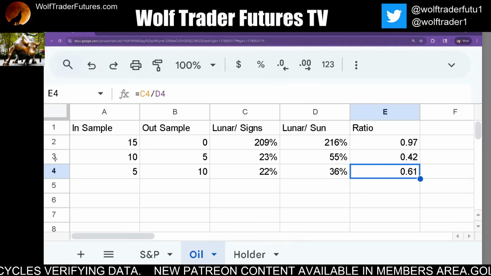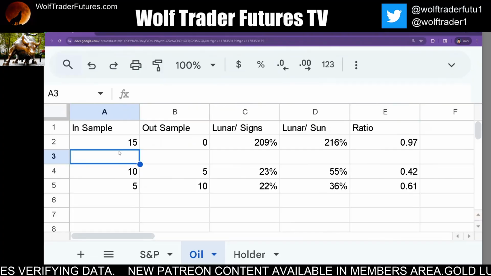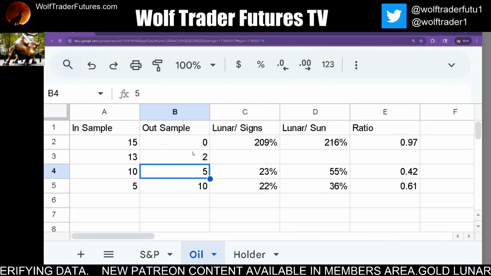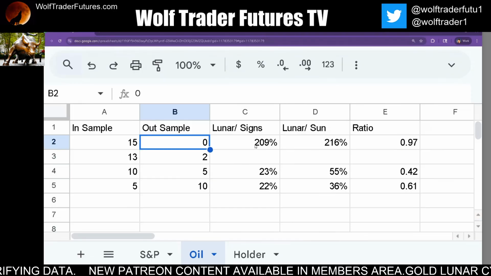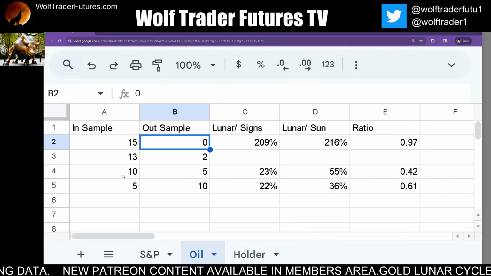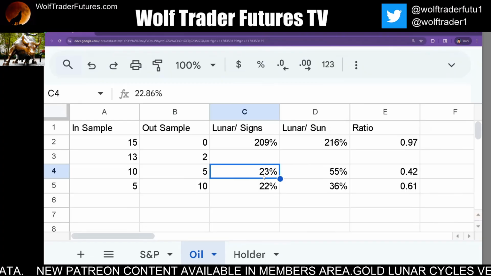But let's do one more test. Let's do 13 years and 2 years. I'm only going to let it go 2 years because this was a complete back test, which said they were even, which clearly they're not. Then the next one below it, we did 10 years and made it run 5 years, and the lunar cycle by signs is falling apart, right?